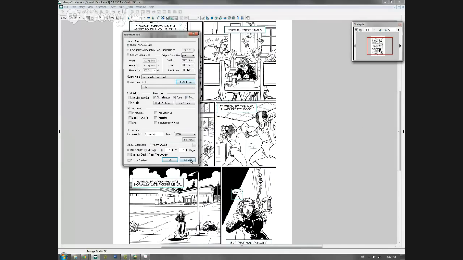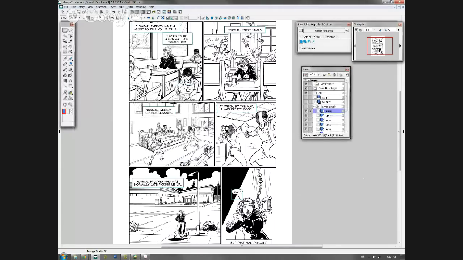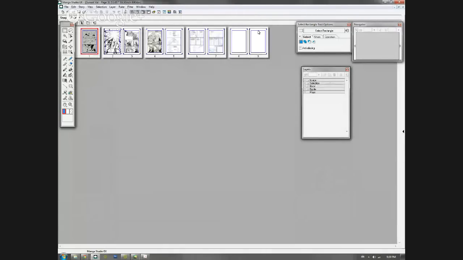Now, one of the great things about Manga Studio is that everything is in a book. Sorry, I don't know what just happened. Mine just crapped out on me. You are appearing twice. Okay.